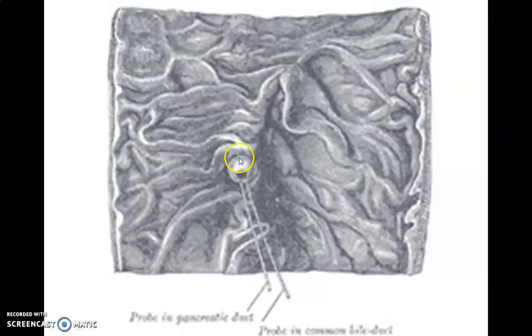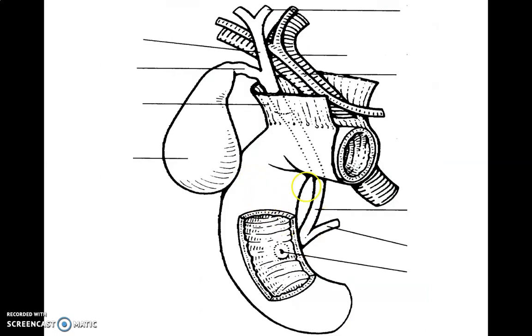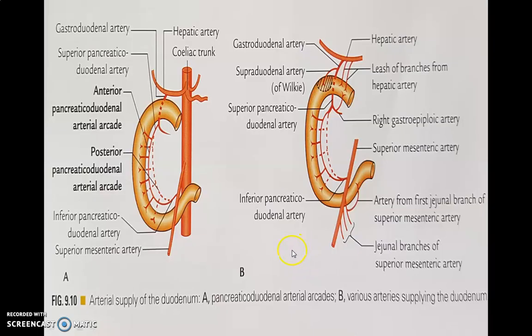Now again here in the next figure we can see this is the major duodenal papilla in which opens the hepatopancreatic duct. This is again a figure showing the opening of the major duodenal papilla in the second part of duodenum, where opens the collective joining of bile duct and the pancreatic duct. Now we will see the blood supply of the duodenum.